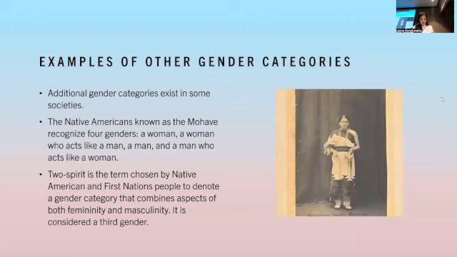Most societies have binary gender categories in which people are categorized as man or woman. There are some societies in which additional gender categories have existed for a long time. The Native Americans, known as the Mojave, recognize four genders: a woman who acts like a man, and a man who acts like a woman. Two-spirit is the term chosen by Native American and First Nations people to denote a gender category that combines aspects of both femininity and masculinity, and it is considered a third gender. Although some two-spirit people are born intersex, many are born biologically as one sex or the other, but adopt a third gender.